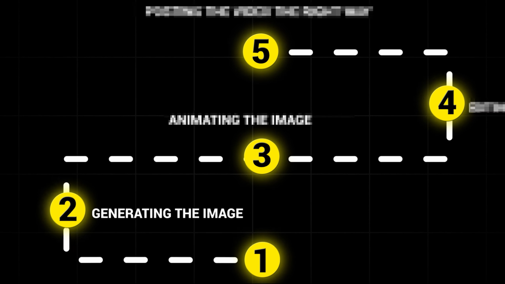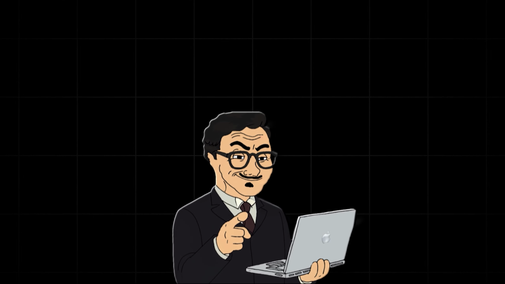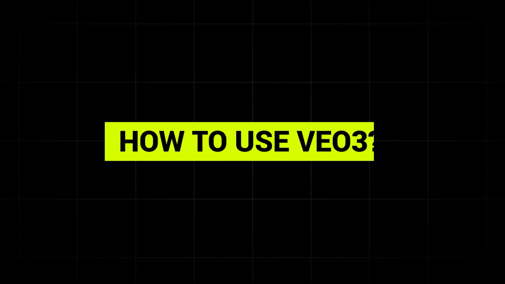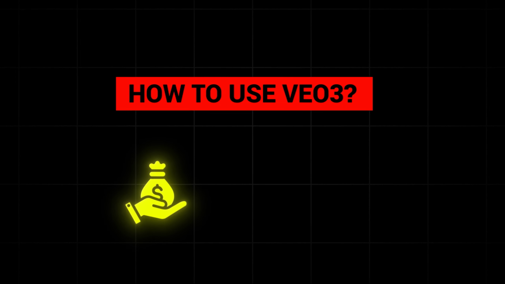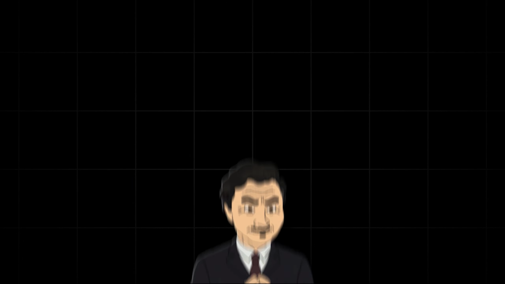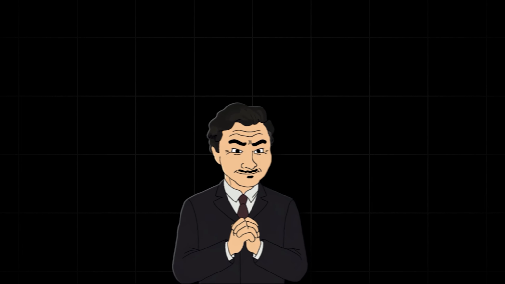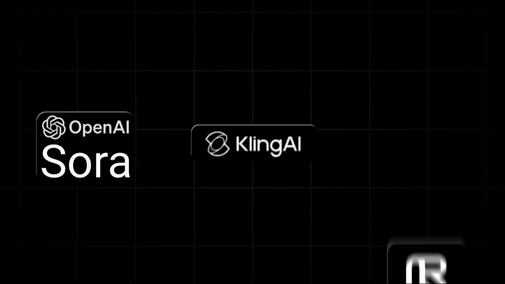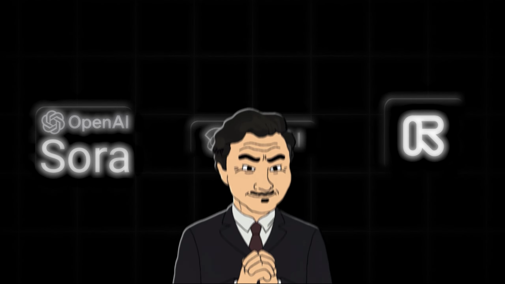This is where most people start to get stuck. They watch tutorials that use VO3, which is paid and not even available to everyone, and they have no idea what free tools can give similar results. So I did the digging for you, and after testing a bunch of options, the best free AI animation tool I found is called Kling AI.